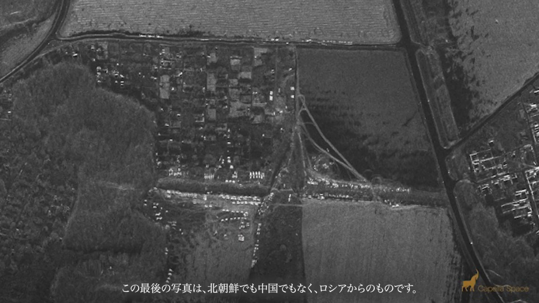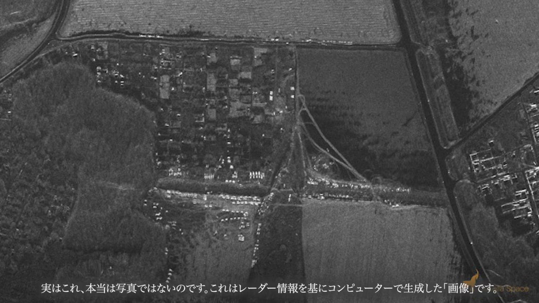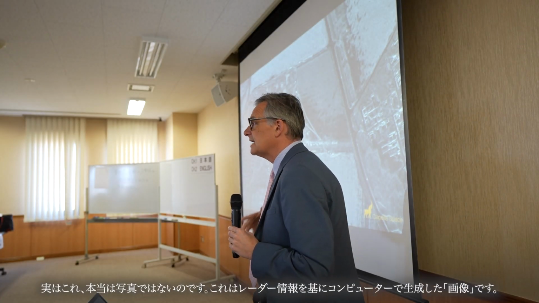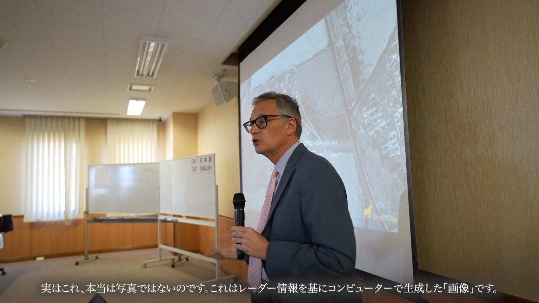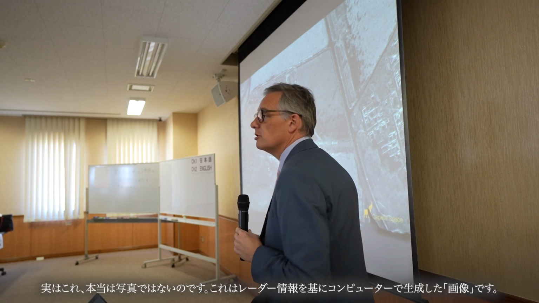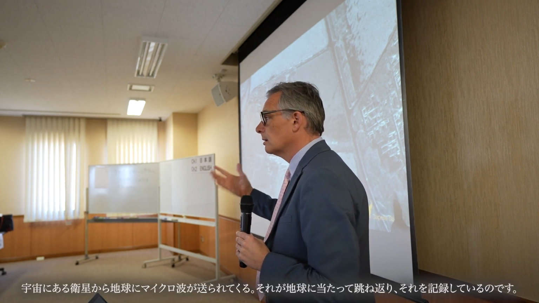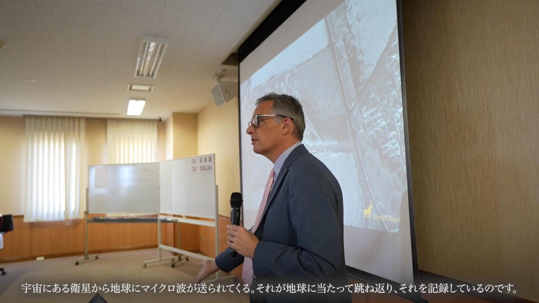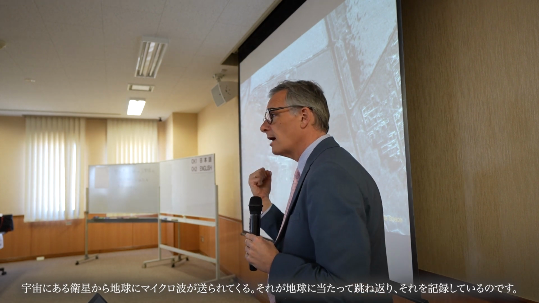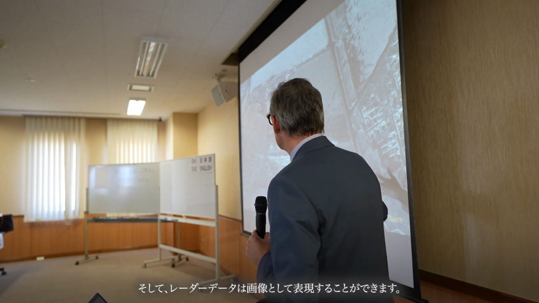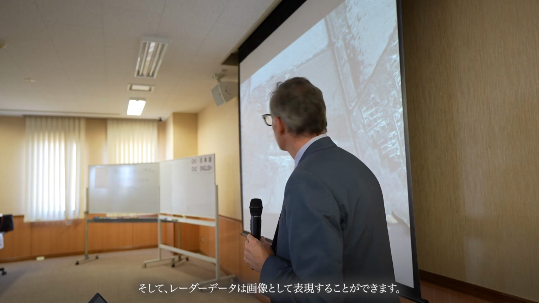This last picture is not from North Korea or China, it's from Russia. And it looks a little different than the other 2 pictures you saw, because it's not really a picture at all. This image is a computer-generated image that shows radar data. So a satellite in space sends microwaves to Earth. They strike the Earth and they bounce back. They're recorded, and the radar data can be represented as a picture.